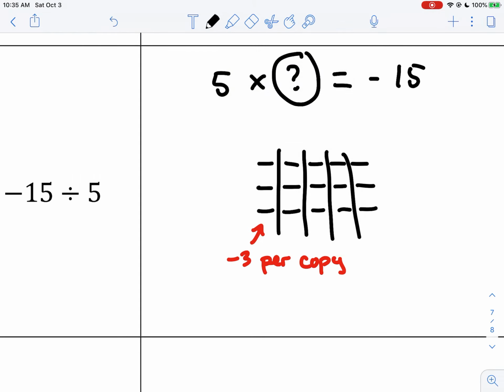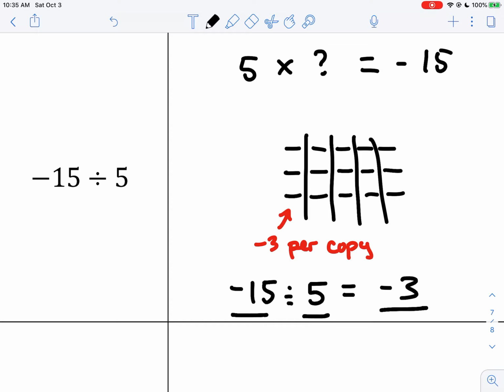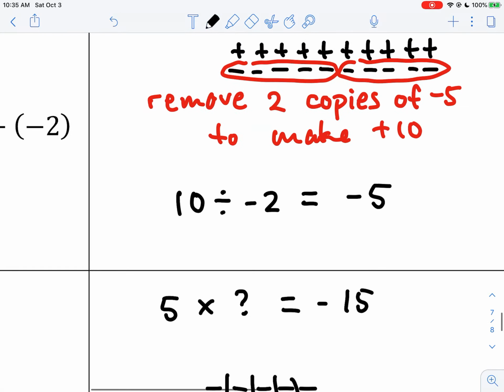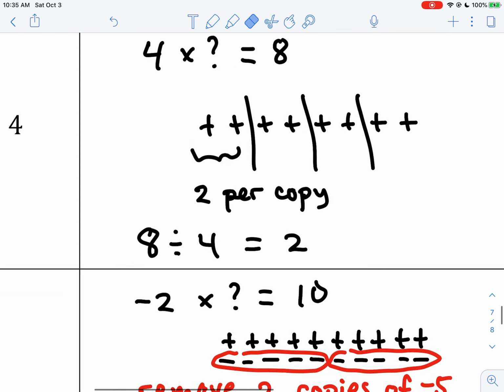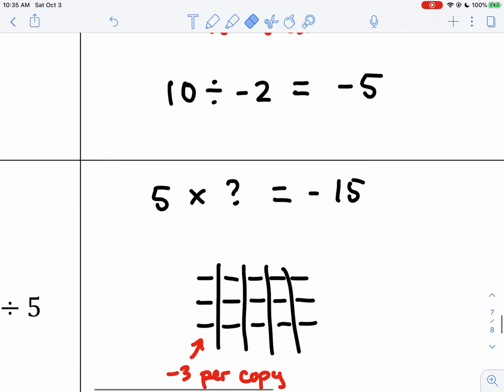So we answered this missing multiplicand task. 5 copies of negative 3 will make negative 15. So this supports the fact that negative 15 divided by 5, using a partitive meaning, is negative 3. 5 copies of negative 3 will make negative 15. Whereas up here, because we would remove 2 copies of negative 5, that leads to positive 10. And up here it was 4 copies of 2 make 8.